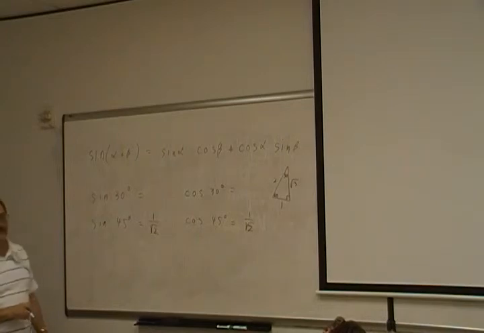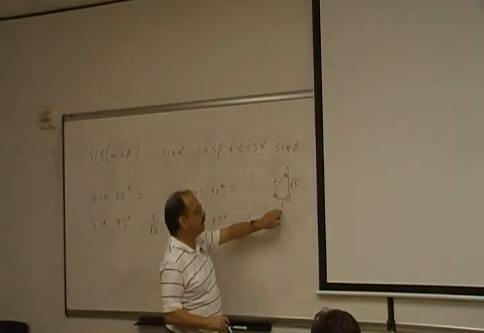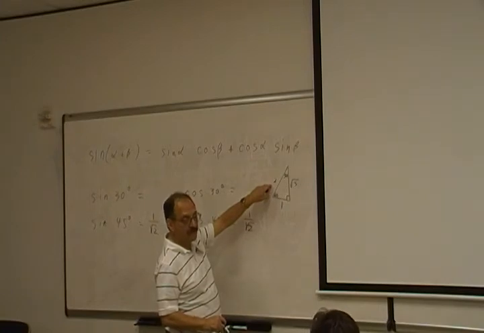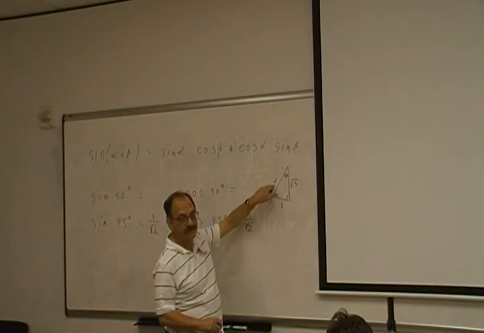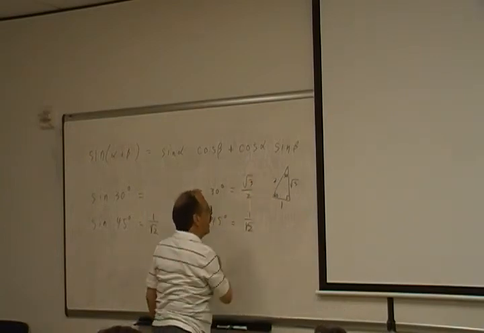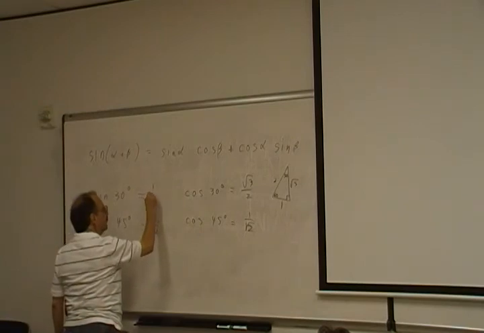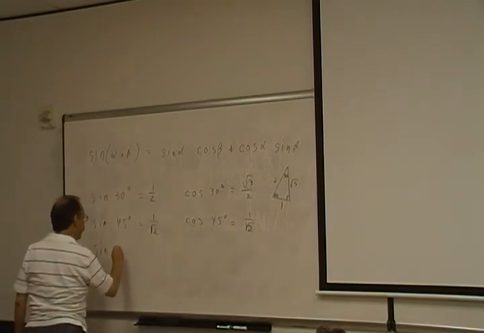Which one is a half? Cosine or sine? Sine. 30 degrees, opposite over hypotenuse. Cosine is adjacent over hypotenuse. Right? So what's the cosine? Square root of 3 over 2. And what's the sine? Okay, so now I'd like to know, what is the sine of 75 degrees?